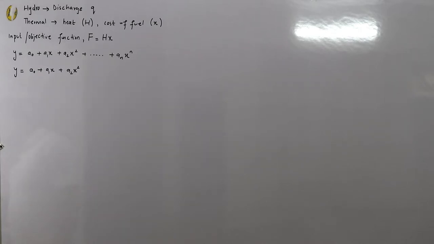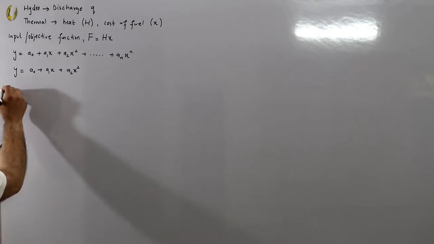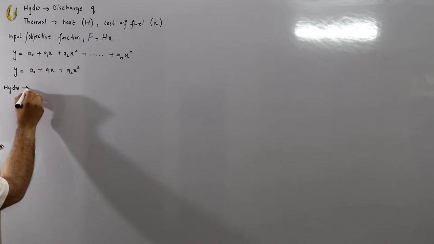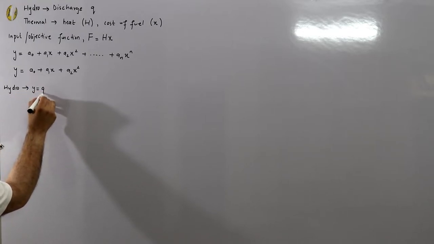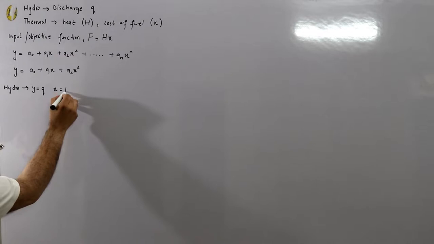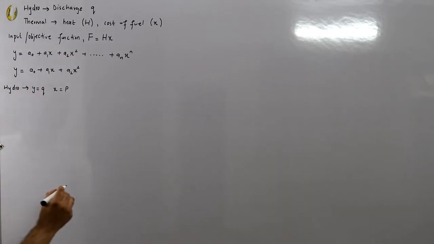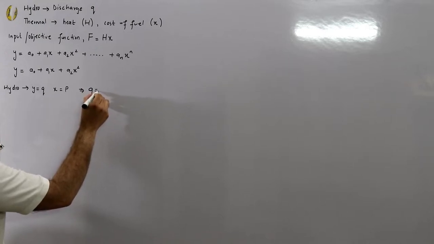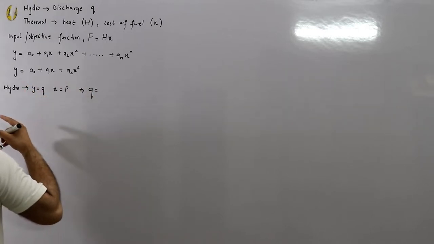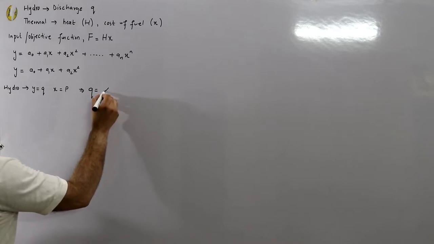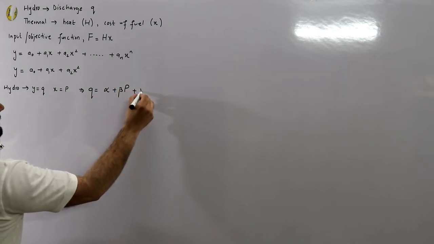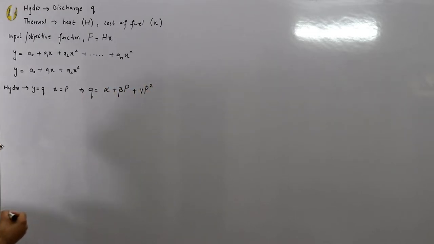So let's get into it. In a hydro system, Y is Q, the discharge, and X is the electrical power P. So the equation would be that the discharge Q is, giving it alpha, beta, gamma: alpha plus beta times P plus gamma times P squared.